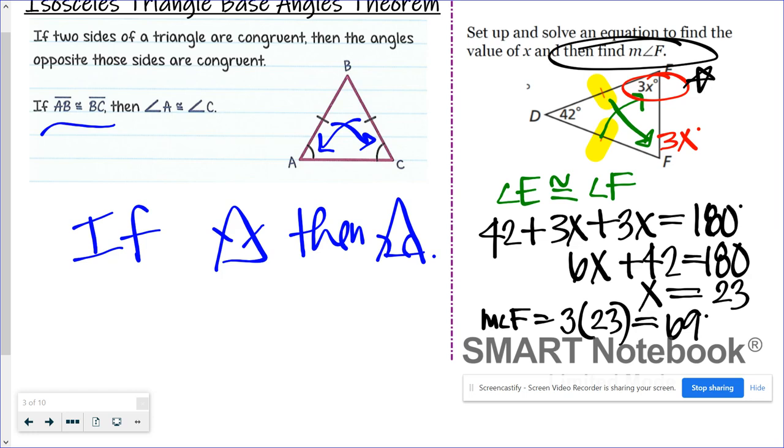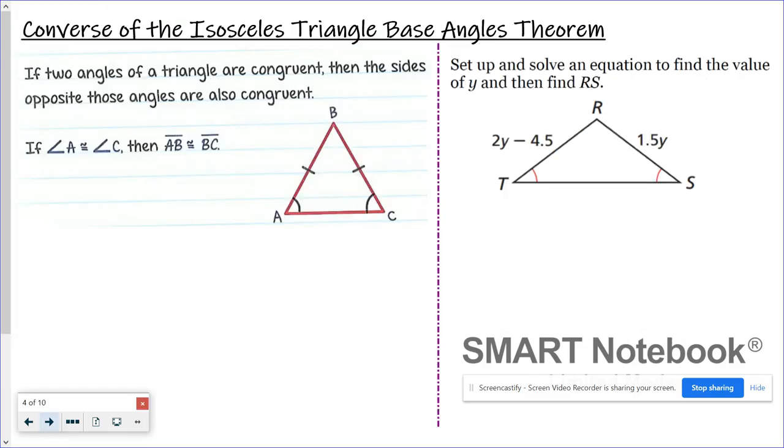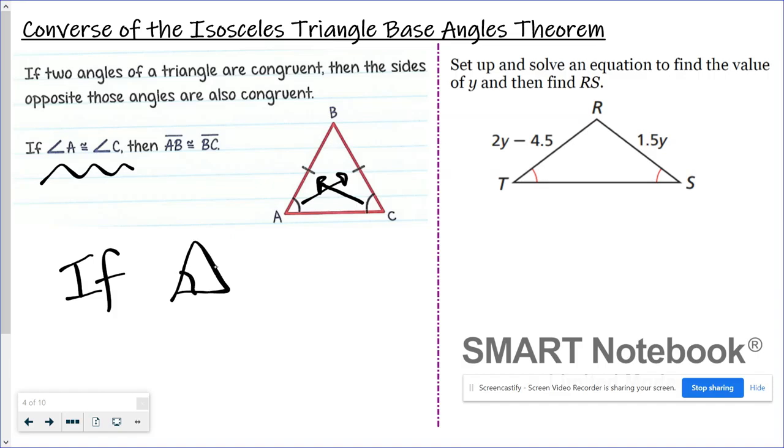So this is the isosceles triangle base angles theorem. If the sides of a triangle are congruent, then the angles opposite those sides are congruent as well. The converse switches this around and says if the angles are congruent, then the sides opposite those angles are congruent. So in short, if you have a triangle with congruent base angles, then you can say these sides are congruent.